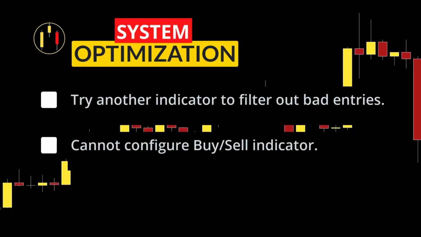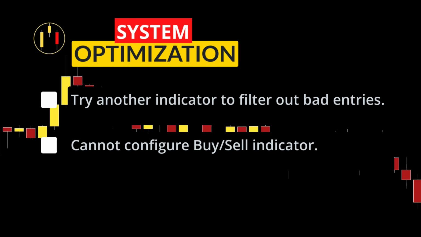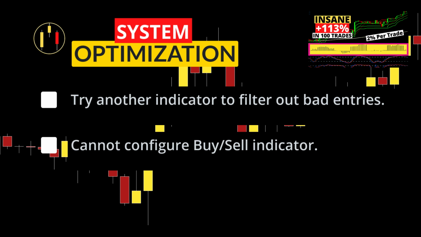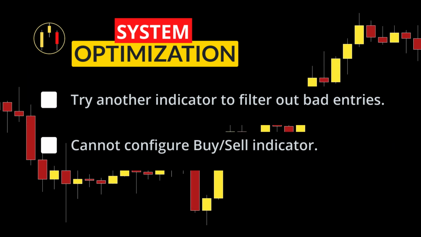So how do we find the crumbs that make the system better? Since the seller of this indicator does not provide the exact method to trade, I just put one together. You may want to try this with another indicator, maybe a super trend, which I tested in this video. Second, you cannot configure the buy-sell indicator whatsoever.